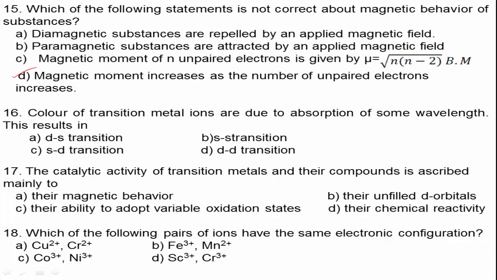Next, question number 16. Color of transition metal ions is due to absorption of some wavelength. This results in: see the question once again. Option A, d-s transition, option B, s-s transition, option C, s-d transition, option D, d-d transition.